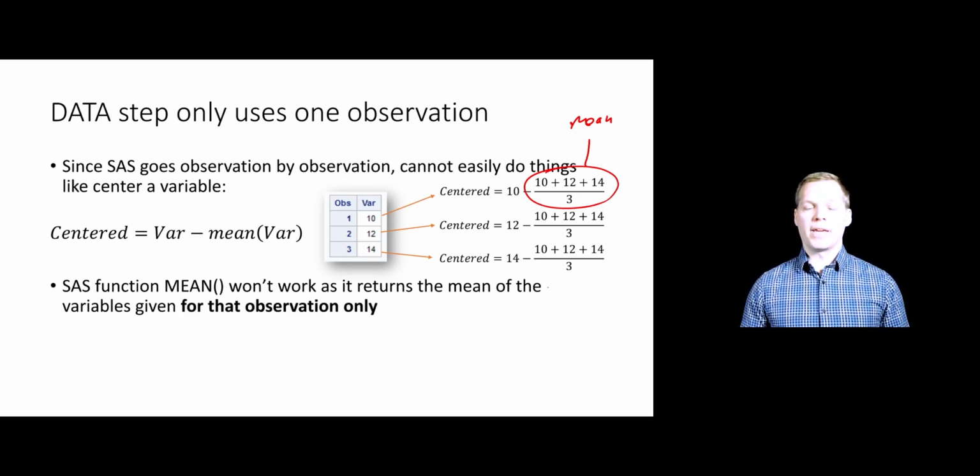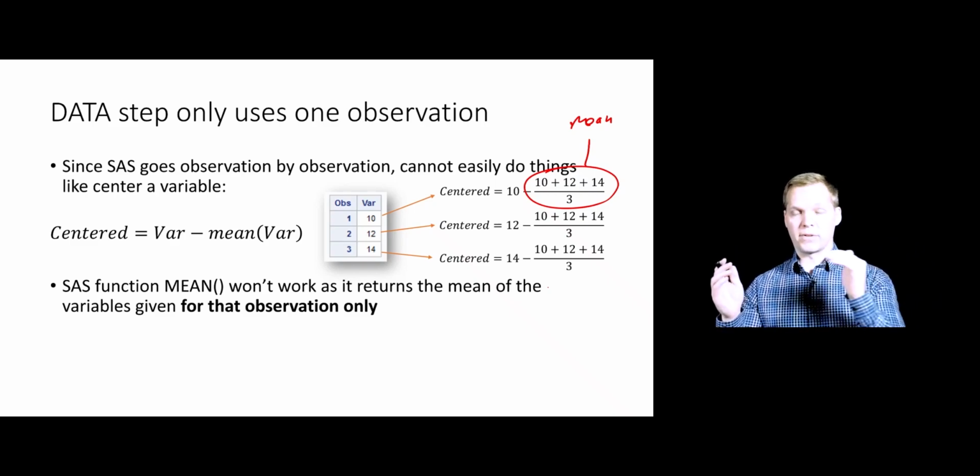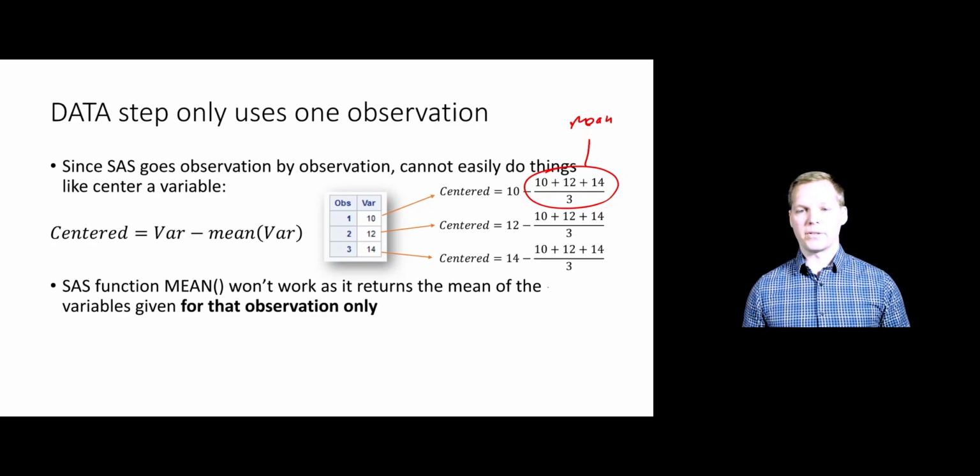So that's a problem. We can't use the mean function like you might think, because again, mean is only going to be able to take in values from that particular observation from different variables. That's not what we want to do here.